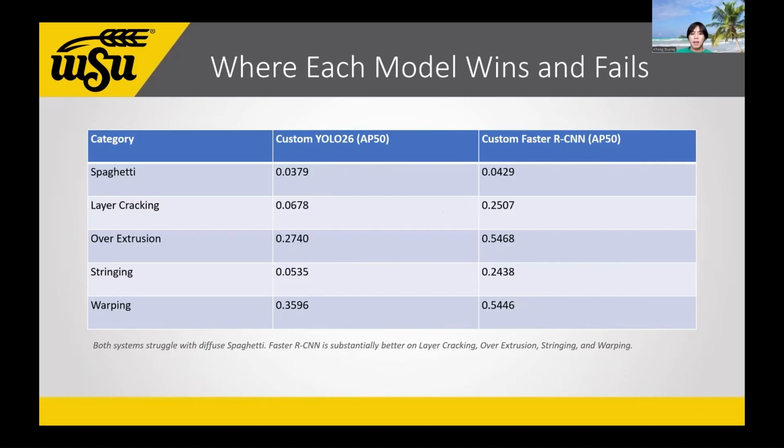Breaking down by class, both models struggle badly on spaghetti, which is a diffuse, hard-to-box defect. But Faster RCNN pulls substantially ahead on layer cracking, over-extrusion, stringing, and warping. Diffuse defects admit multiple defensible box boundaries, which limits box-level agreement, and class imbalance plus annotation variation explain the instability on rare classes.